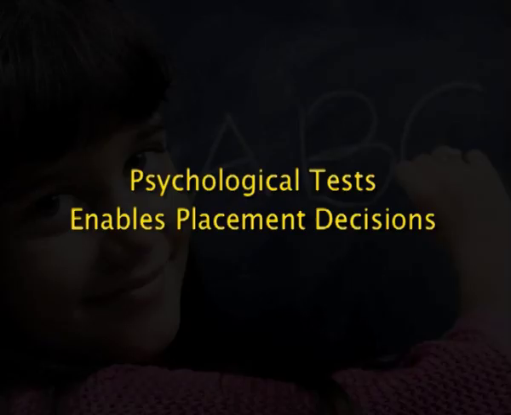If a child's test determines that he or she is a visual learner with emotional problems, for example, a specialized series of lesson plans can be applied to the child's education to make the child more successful as the child works through his challenges. Psychological tests enable placement decisions.